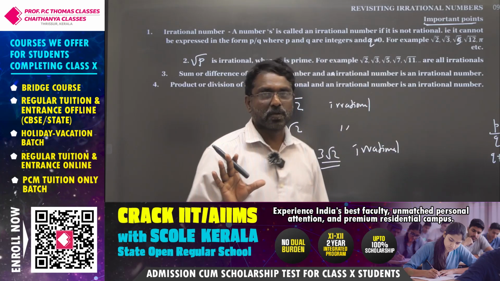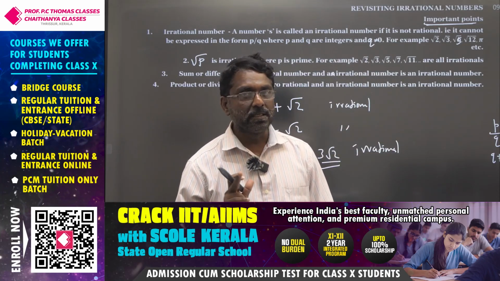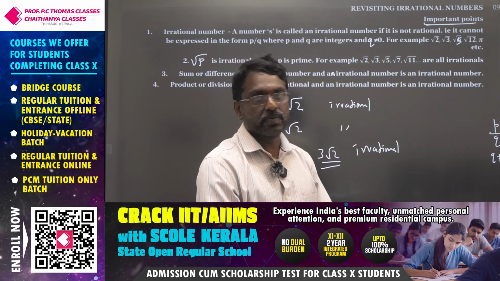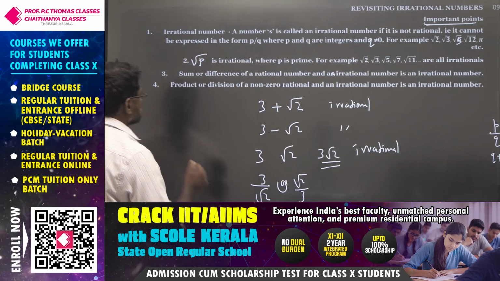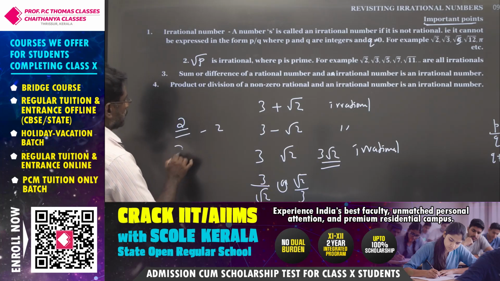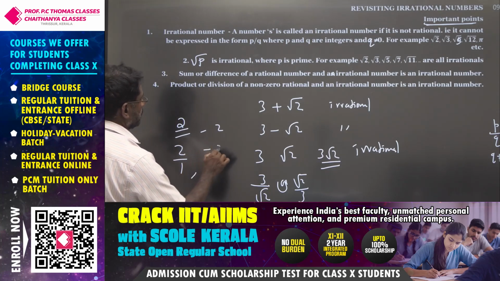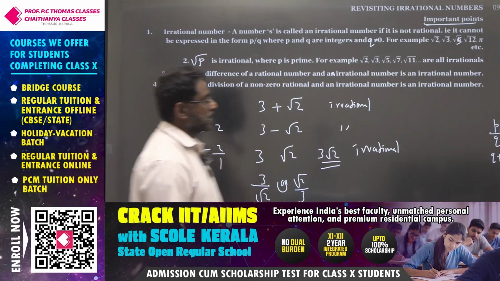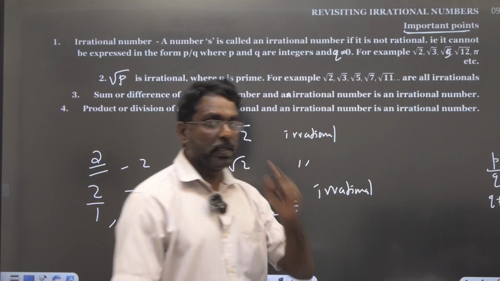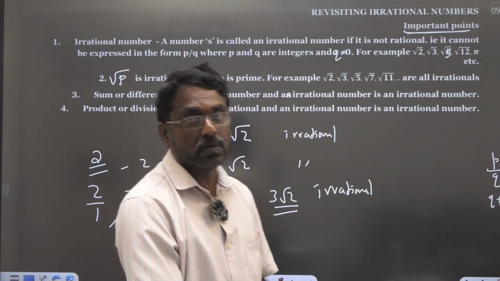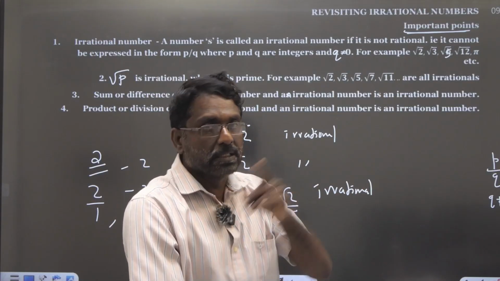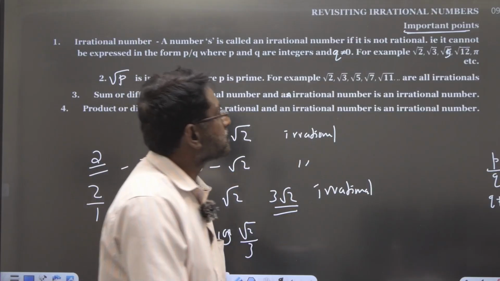0 is a rational number, right? All integers are rational numbers. We can express all integers as, for example, 2 is a rational number, negative 2 is a rational number. Why? 2 can be 2 by 1, minus 2 can be minus 2 by 1. Any number which can be expressed in the form p by q, where q not equal to 0, and p and q are integers, are called rational number. If it is not a rational number, they are called irrational numbers. Right? Clear? Okay.